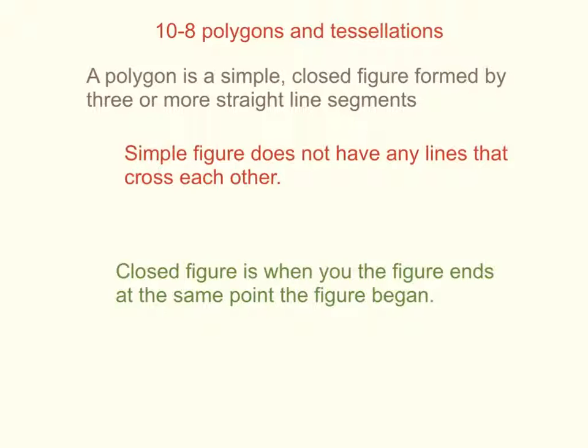A simple figure is one that does not have any lines that cross each other. So if we have something that looks like this, that would not be considered a simple figure because it crosses itself. But something that would look like this is an example of a simple figure.